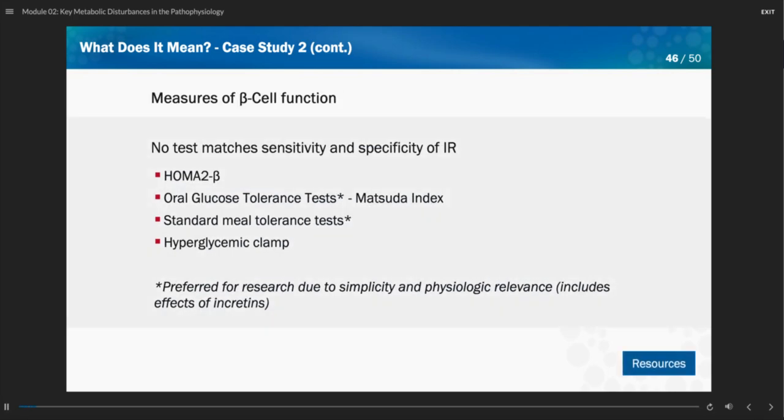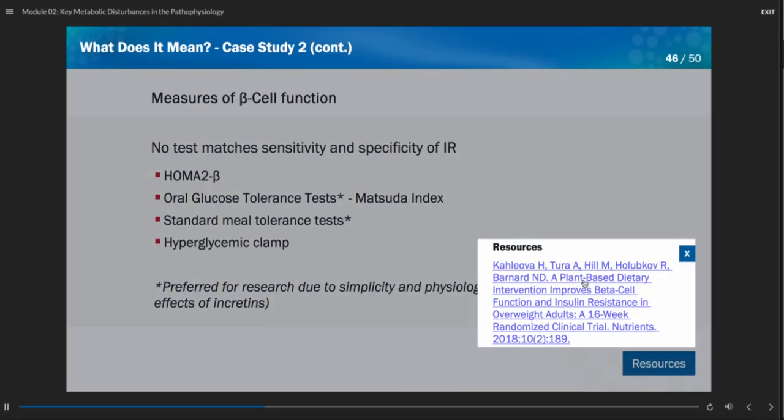Measuring beta cell function is a real challenge clinically. There is really no test of beta cell function that comes close to the sensitivity and specificity of the HOMA2IR. So we've looked to other things. Listed here on the slide are really the main 4 possibilities. The gold standard is actually the lowest one there, the hyperglycemic clamp. It's quite involved and usually done in smaller research studies.